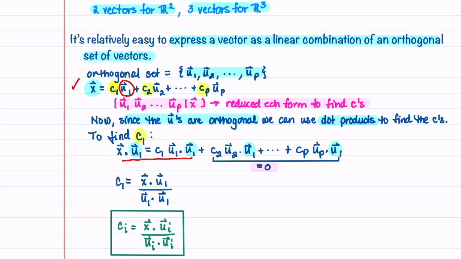We can now easily solve for C1, and we find that it's equal to x dot U1 divided by U1 dot U1. We can use the same process to find all the other C's, and we'll find that C sub I is just going to be equal to x dotted with U sub I divided by U sub I dotted with U sub I. That's a really good formula to memorize.